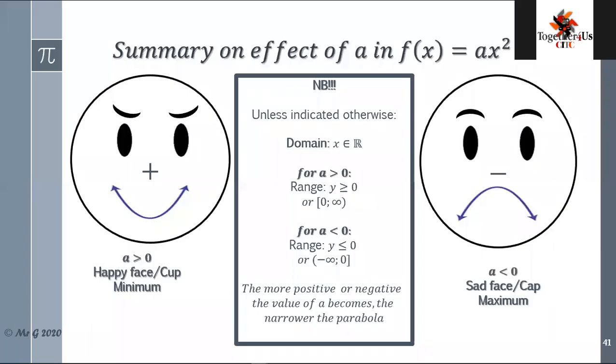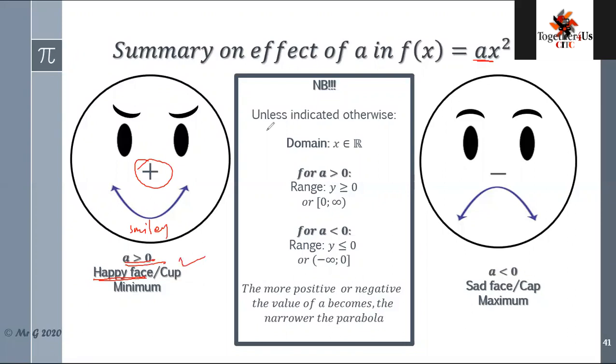So guys, let's have a look at the summary of what we have learned so far about this parameter a, or this variable a, the coefficient of x squared in the equation of a parabola. If you were honest enough to complete those activities on your own, you would have realized that whenever a is positive, then you've got a smiley, or what we refer to as a happy face. Some say it's a cup shape.